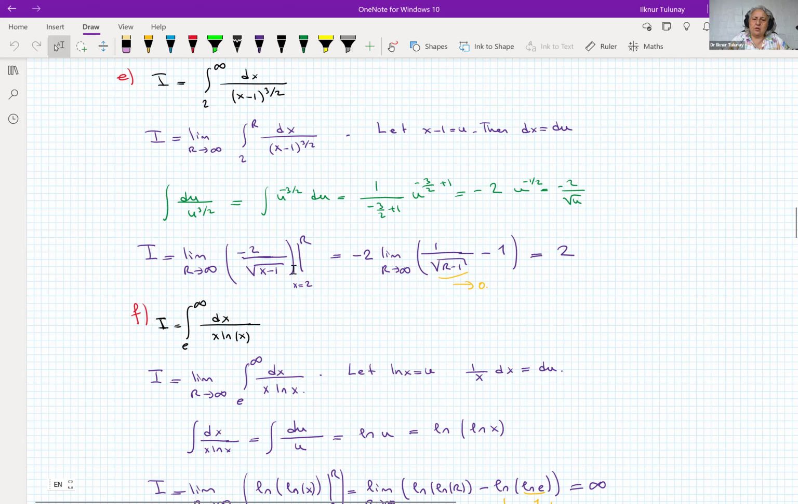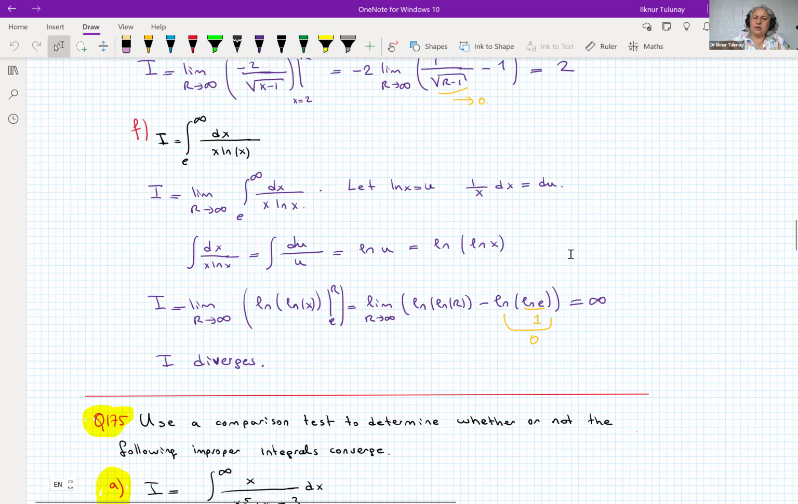If you put x equal to 2, I'm taking the minus 2 out. If we put the 2 here, 2 minus 1 is 1, root 1 is 1, so it is just 1. This is 1 over root of r minus 1. When r goes to infinity, this quantity goes to 0. We only have 2. So the convergence and the calculation gives us 2.